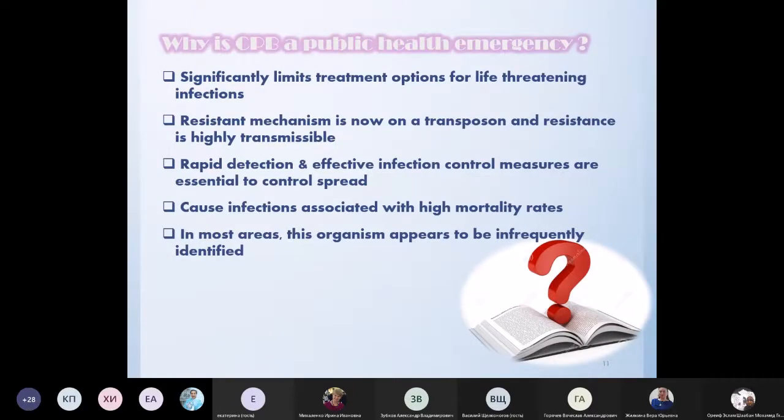The question now: why are carbapenemase-producing bacteria a public health emergency? First of all, they significantly limit treatment options for life-threatening infections. The resistance mechanism is now on a transposon, and resistance is highly transmissible. Rapid detection and effective infection control measures are essential to control spread, because infections are associated with high mortality rates. In most areas, this organism appears to be infrequently identified.